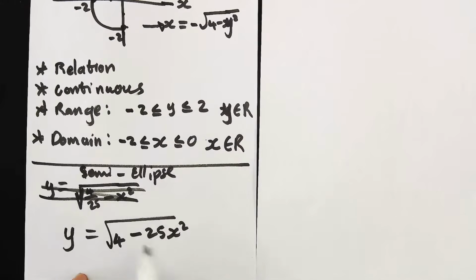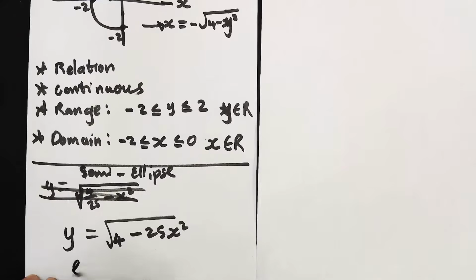Number 2, we inspect the coefficient of x squared. It is not in magnitude of 1. It's above 1. So this is going to be a semi-ellipse. And we inspect this one will be projected in the first and the second quadrant, so projected up on the y axis.